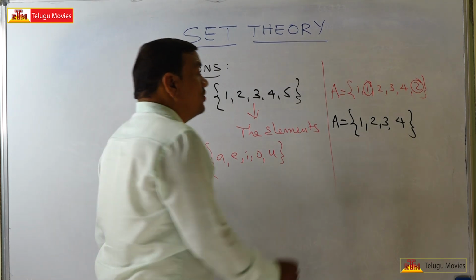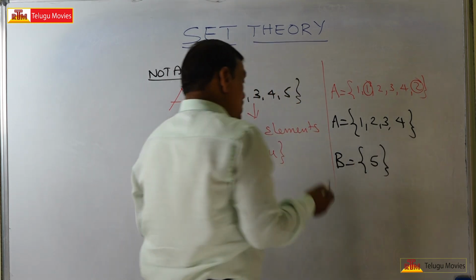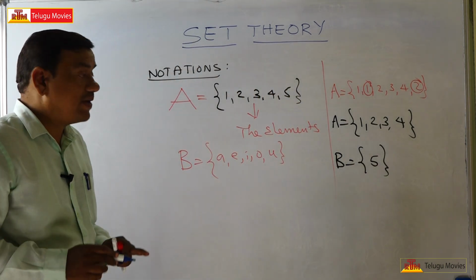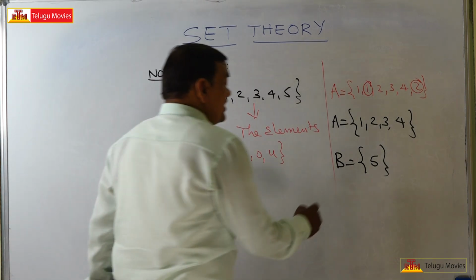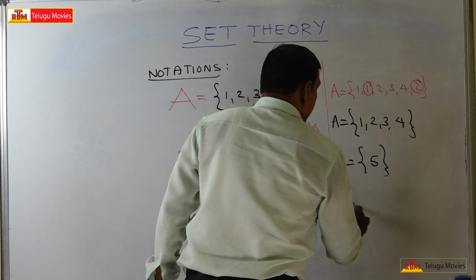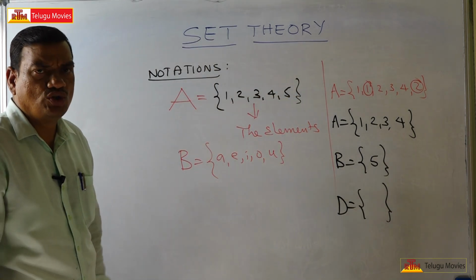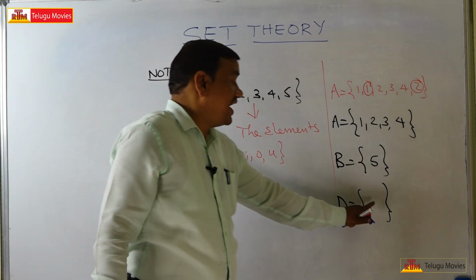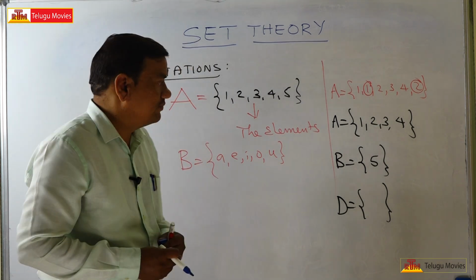Suppose a set consists of only one element, say 5; that also should be written in flower brackets. If there is any set which does not contain any element, just write down two flower brackets. Don't write anything inside. Afterwards, we will see what that set is called. I will explain later. Understood?